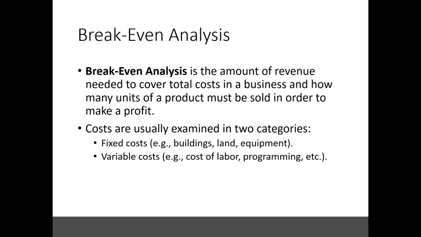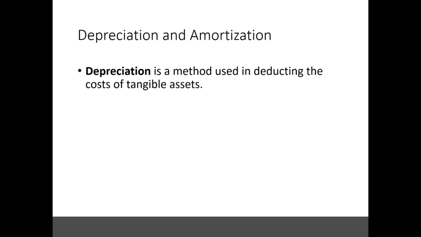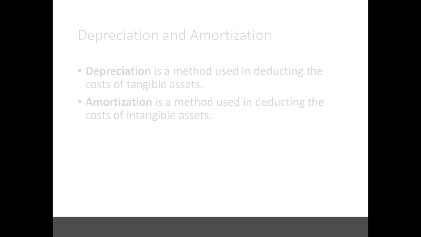Costs, we talked about this a minute ago, are usually examined in two categories. Fixed costs, which is your buildings, your land, your equipment, those things that are fixed. And then you have variable costs, which is cost of labor, programming cost changes, things like that that are different. They vary, so it's called variable costs. Again, depreciation, amortization, we talked about those.